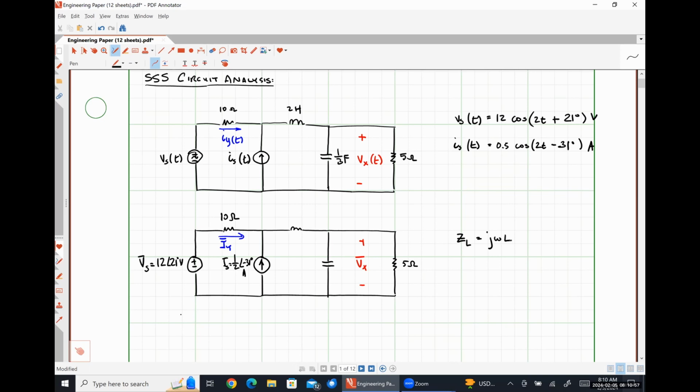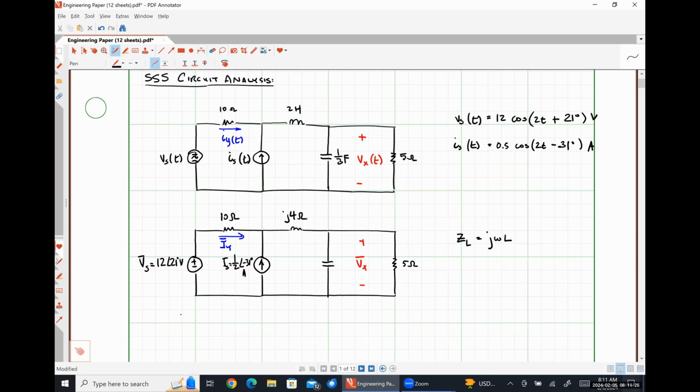Just for the sake of argument, humor me and use units. 2 radians per second, thank you. All right, so we have 2 radians per second times 2 henries, where a henry is a volt second per ampere. That all comes out to 2 times 2 is equal to 4 ohms, and then there's that j. So we've got a j4 ohm impedance here for our inductor.